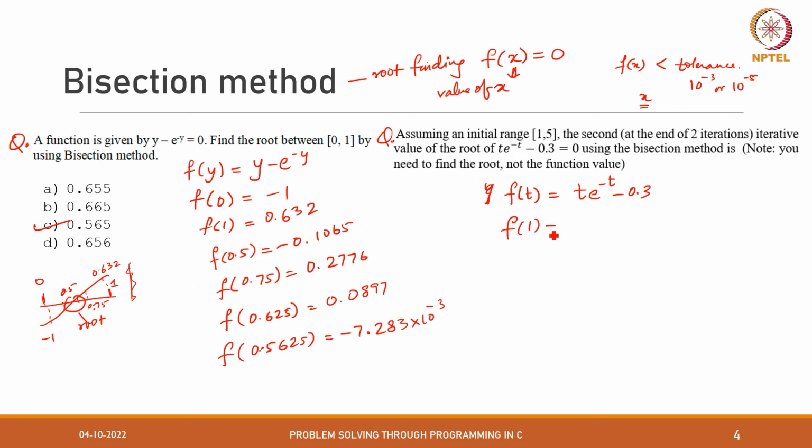Similarly, we will first find the function value at both ends of the range. So what is the value here? 1 into e to the power minus 1 minus 0.3. What is the value? 0.0678 or 79 roughly. What is the value at 5?